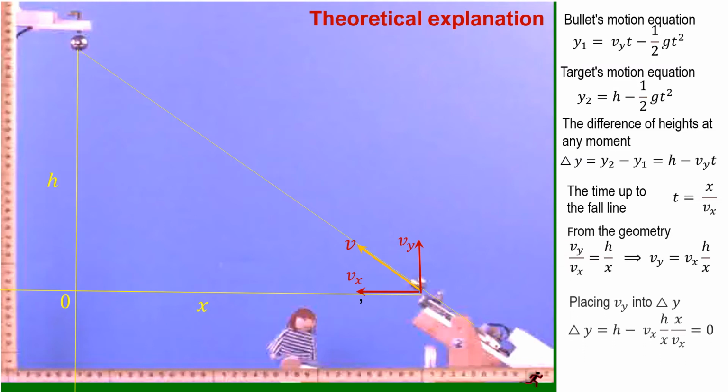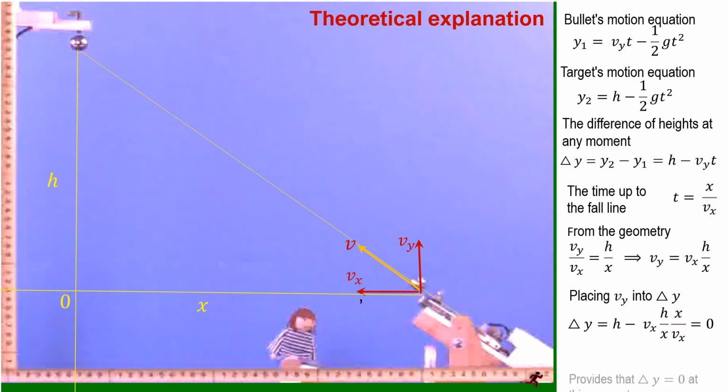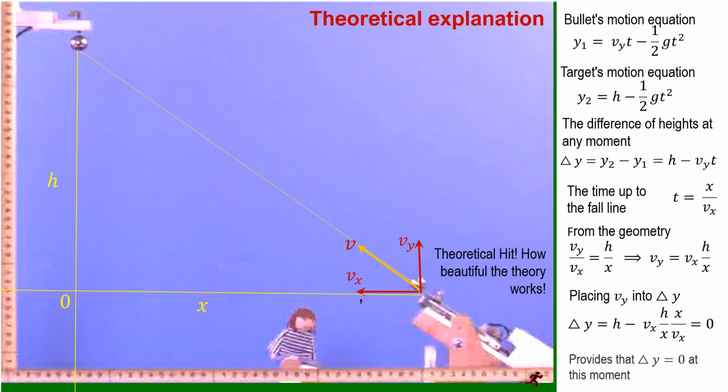Placing into the equation of the difference of heights provides that y equals 0 at this moment. Theoretical hit. How beautiful the theory works.